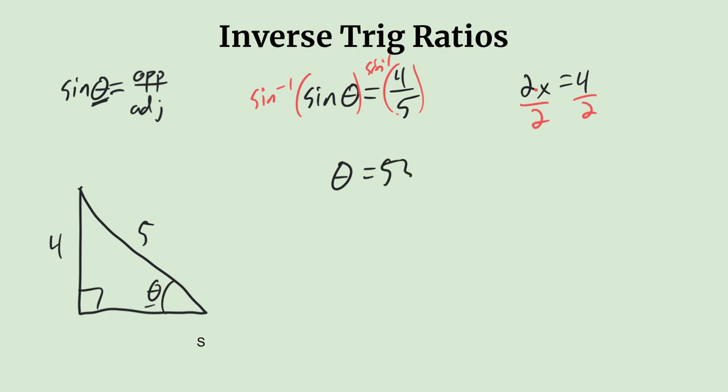53.1 degrees. And since we know that the three angles of a triangle add up to 180, one of them is 90, that means the other angle here, alpha, is just 90 minus 53.1, which would be 36 and 9/10 degrees.